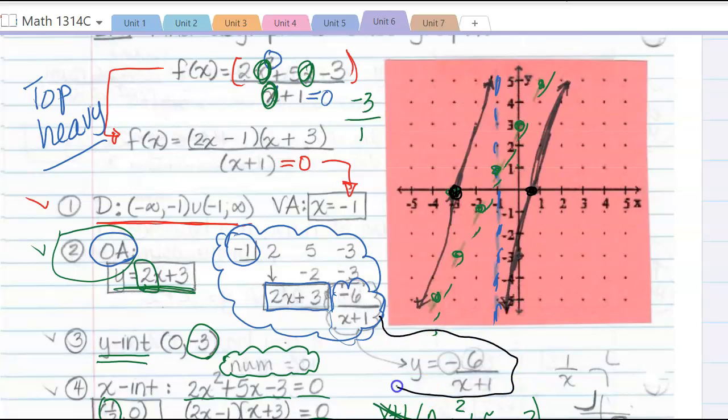That's this guy right here. We're looking at the remainder, and we put it over our divisor: we have -6 over x plus 1. Remember, we can write that as -6 times 1 over x plus 1. Our parent function is 1 over x, so our graph should look like that. But because of the negative, it's going to flip.